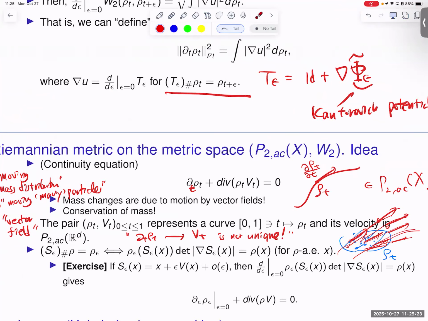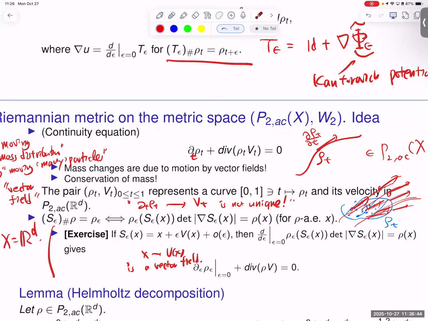Of course, in this discussion I'm focusing on the Euclidean case. That's why you can exchange vector fields with mappings and vice versa. Anyways, if the mapping is given in this way, then this is the transport condition, which gives this kind of Jacobian determinant equation.